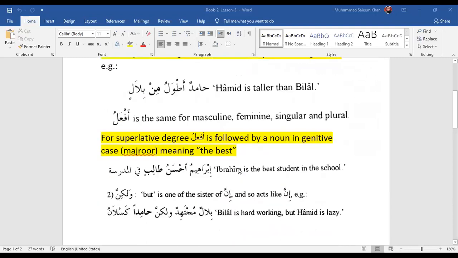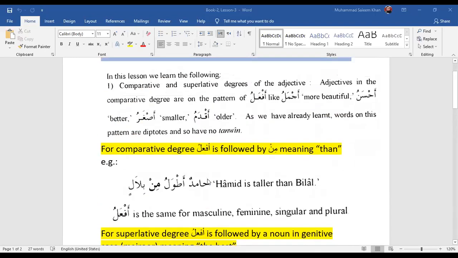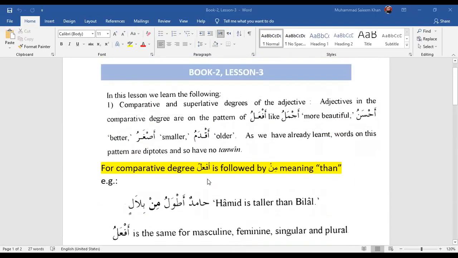Comparative, as I said, is called qarana yuqarin muqaranatan. That's comparative, to compare something. Muqarana. To compare. That means qarin, to compare. I know what you're asking, but inshallah, when we reach the end of the lesson, you will get what I'm talking about, and I will also be able to understand what you are asking about.